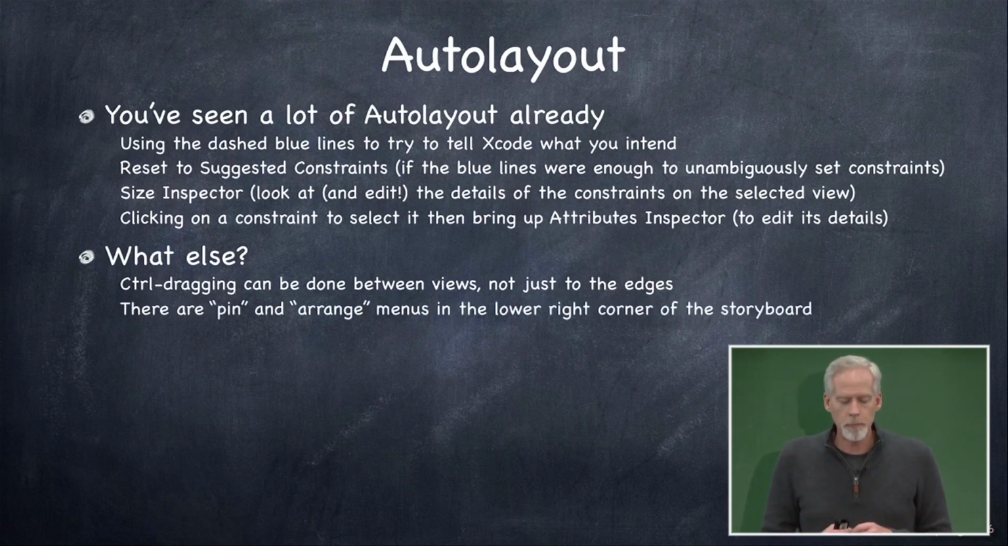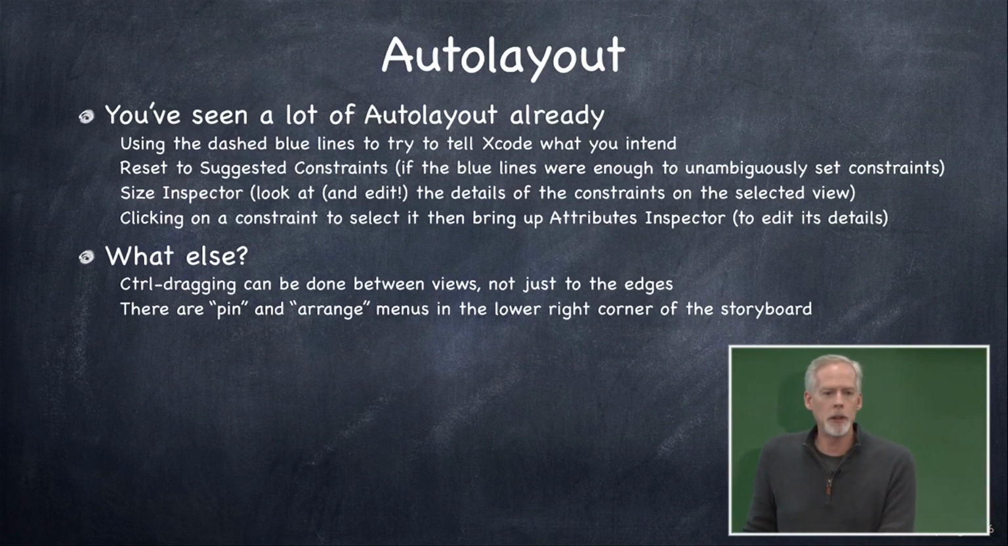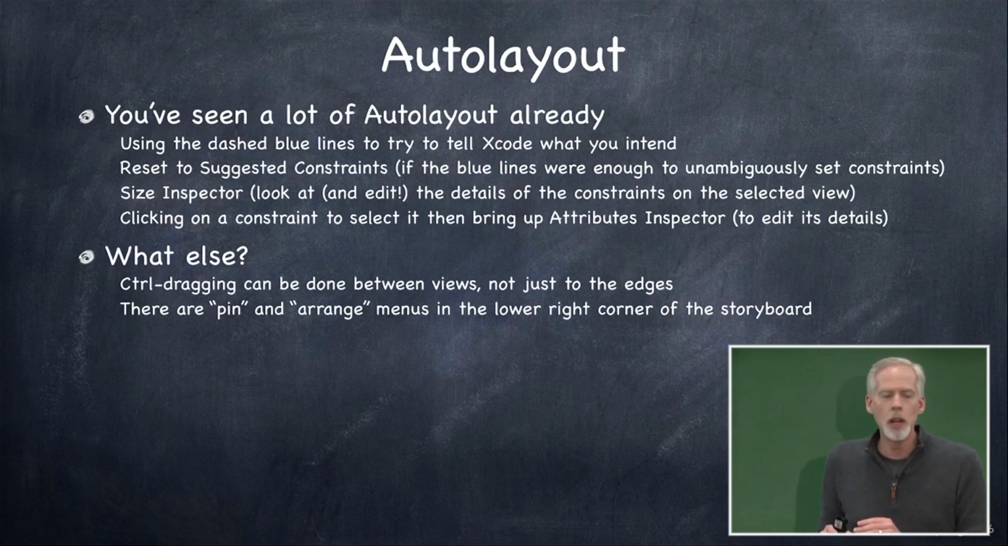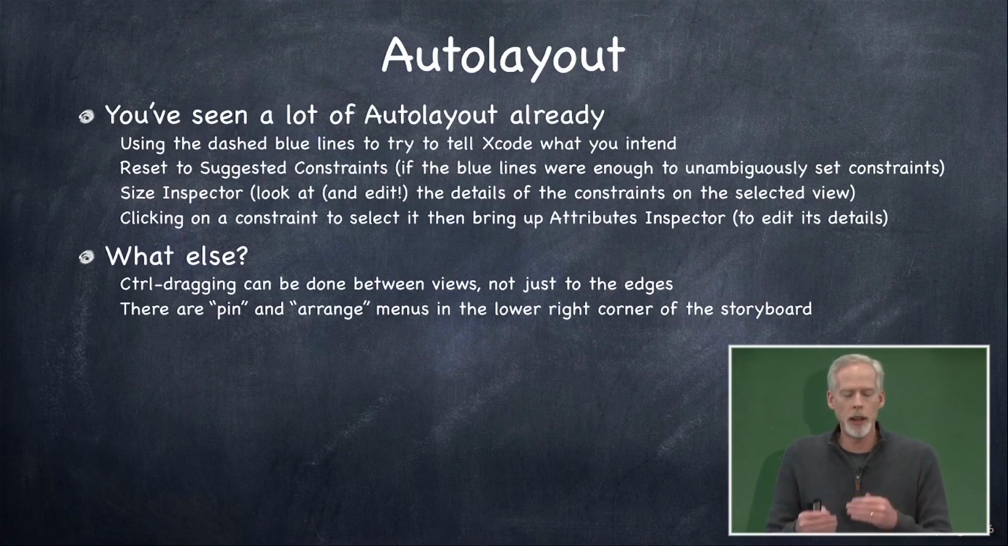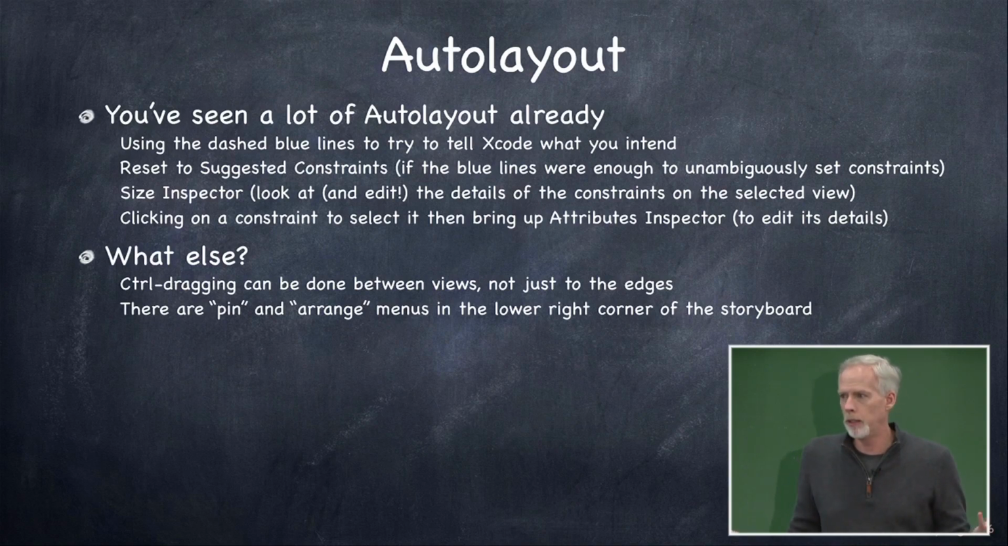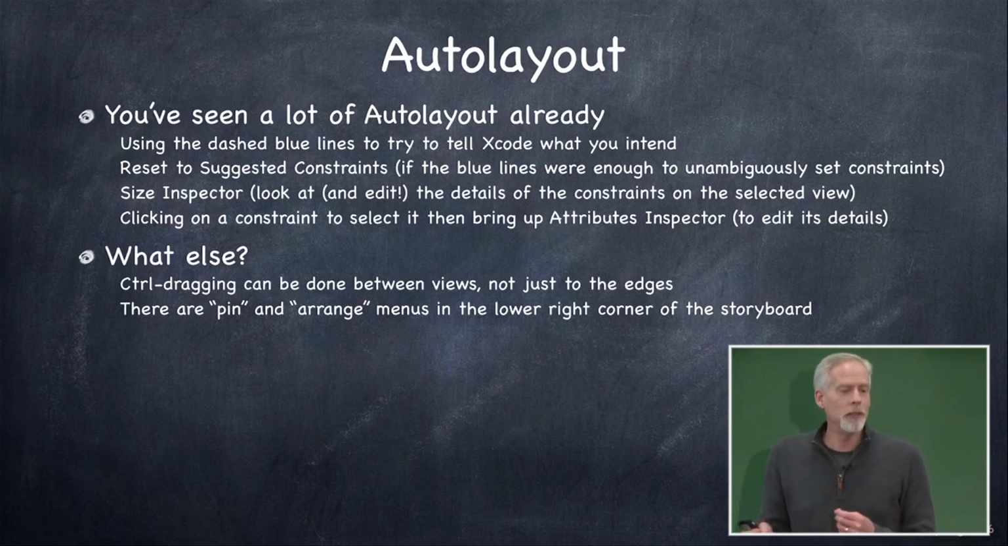Okay. But there's also a couple of menus down in the bottom right corner, where that menu that you bring up that says reset to suggested constraints or update frames, that thing. There's two other little menus right by it, okay, the pin and arrange menus, and they also let you say things like, you could select 5 views and then bring up the arrange menu and say, make all of these equal widths, okay, and that would be a constraint on all 5 of the views to make them equal widths, okay. So those menus, frankly, we don't use them that much because the control drag is so incredibly convenient for doing that, but sometimes we will.